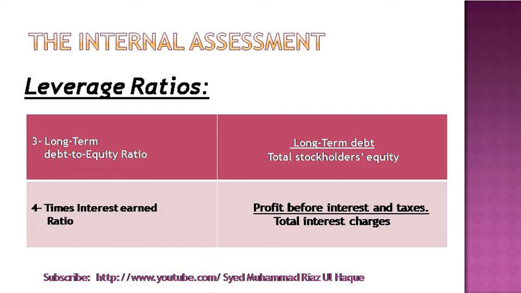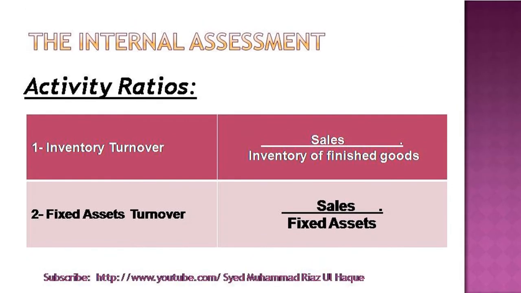The fourth and last leverage ratio is the times interest earned ratio, which equals profits before interest and taxes divided by total interest charges. It is very important to know what it measures: the extent to which earnings can decline without the firm becoming unable to meet its annual interest costs.